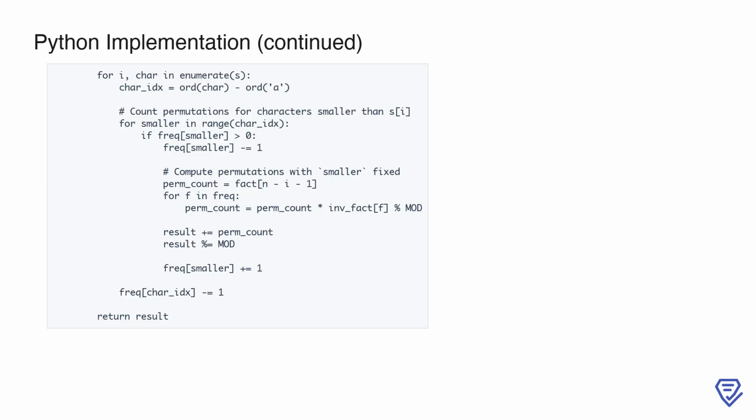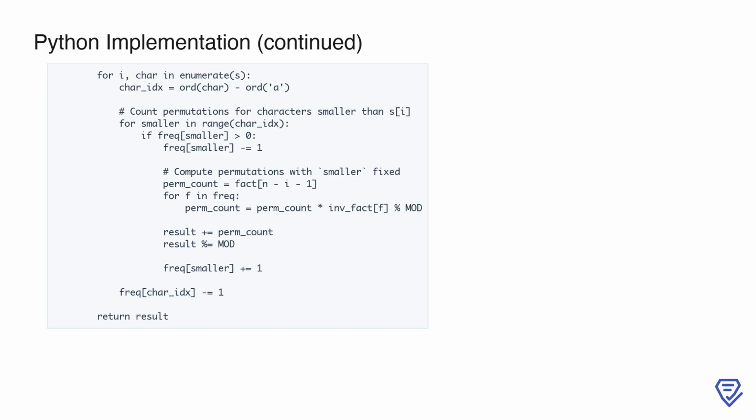The number of permutations is determined using the factorial of the remaining characters, and we adjust this count by dividing out the factorial of repeated characters using the pre-computed inverse factorials. This ensures we account for duplicate arrangements in the permutations. The calculated permutation count is added to the result, and we take the modulo to keep the result within bounds.